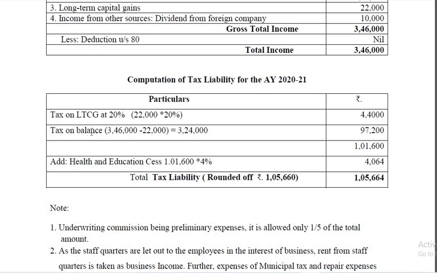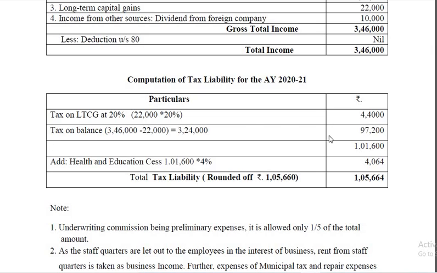Then tax on balance. So 3,46,000 minus 22,000, not 4,400, for your information. Many times students deduct 4,400 from 3,46,000 and calculate on the remaining. No. 3,46,000 is total income. Of that, you exclude the long-term capital gain, then you'll get 3,24,000. On that you apply 30%, then you'll get 97,200. A surcharge is not applicable here because total income does not exceed 1 crore. Therefore, surcharge is not taken, otherwise add surcharge.